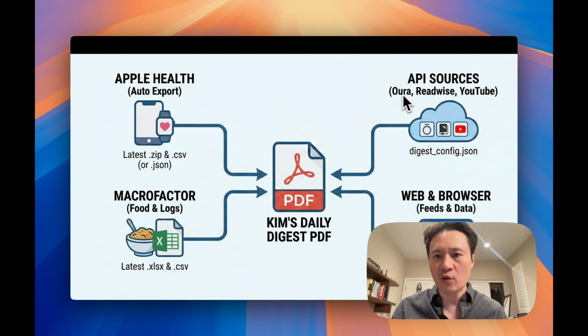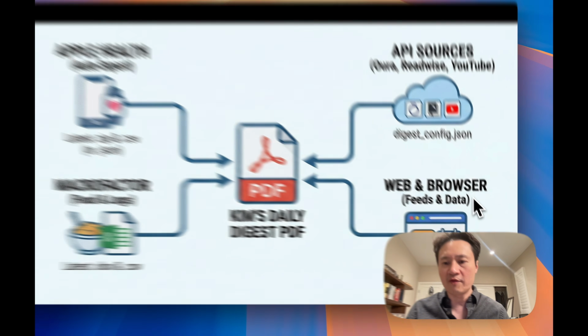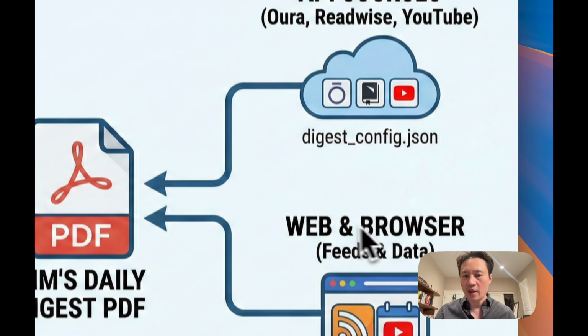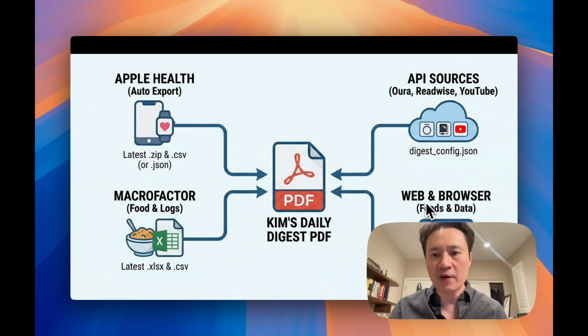When you go on these specific websites, I have an Oura ring, and Oura gives you the ability to access their data through an API key, as do Readwise and YouTube. So I have that available there. And my final source of data is the web and my browser, as well as URL feeds. I have provided the LLM with all the RSS URLs that I'm interested in, so it gets all the RSS feeds sent directly onto the PDF, as well as browser data like Google Analytics and other websites that don't have RSS feeds.